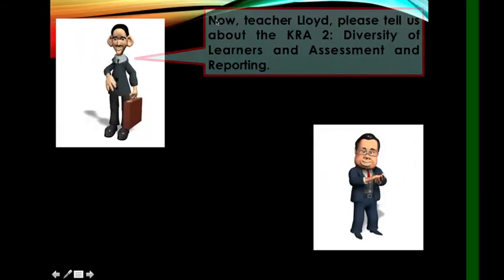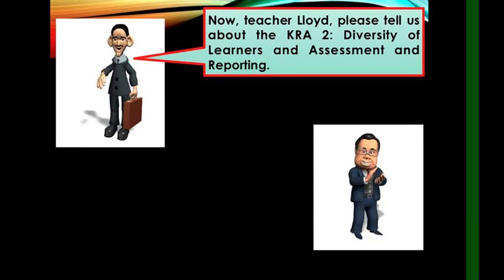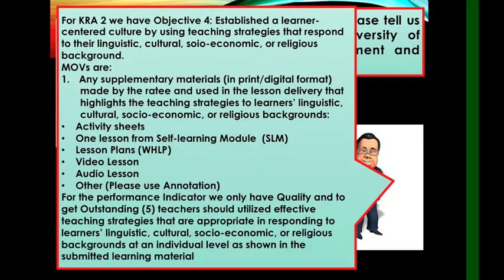Okay, next. Now, Teacher Lloyd, please tell us about KRA number 2. So we are done with KRA number 1 with 3 objectives. For this one, we have the diversity of learners and assessment and reporting. So for KRA 2, we have objective number 4: establish a learner-centered culture by using teaching strategies that respond to the linguistic, cultural, socioeconomic, or religious background.